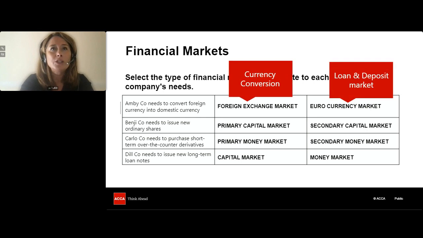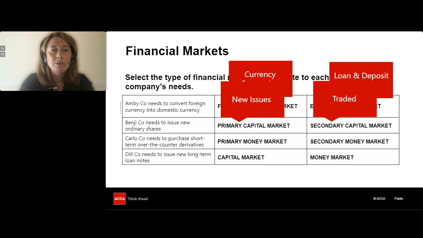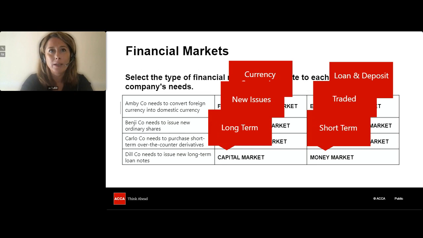So the foreign exchange market is a currency conversion market, whereas a eurocurrency market is a loan and deposit market. Primary means new issues. Secondary means traded on. And a capital market is a long-term financial market, and a money market is a short-term financial market, so less than 1 year.